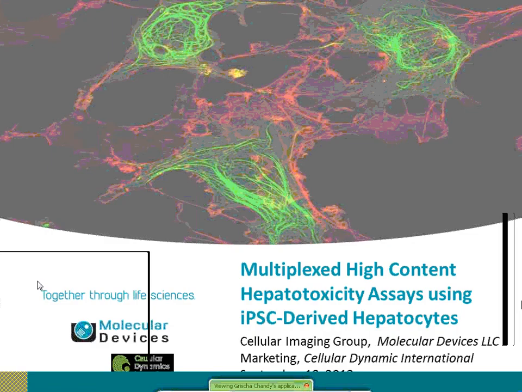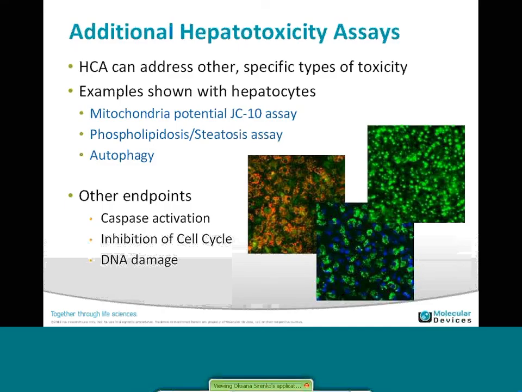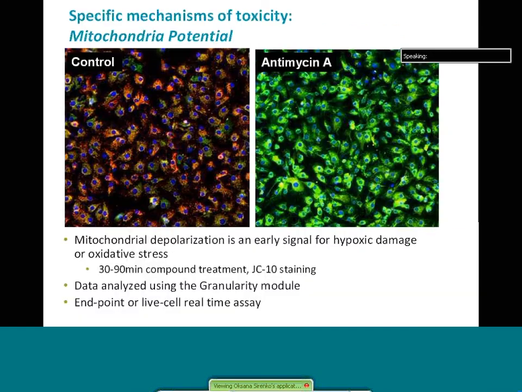I am going to describe several other hepatotoxicity assays which address specific types of hepatotoxicity, such as mitochondrial potential, JC10 assay, phospholipidosis, steatosis assay, or autophagy. Another endpoint also could be defined by the high-content analysis, including phosphate activation, inhibition of cell cycle, or DNA damage.